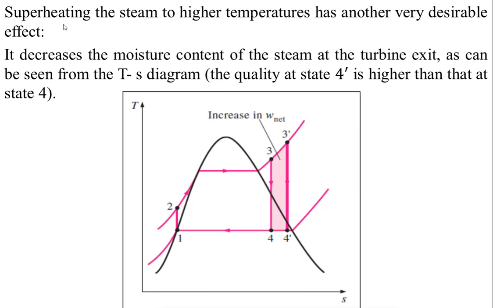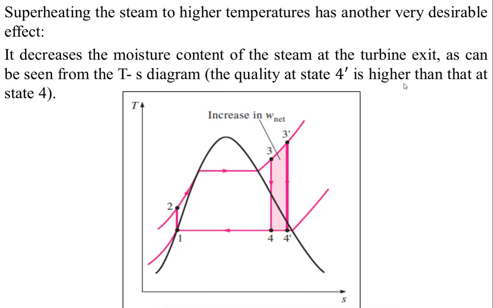Superheating the steam to higher temperatures has another very important effect. Not only does it increase the efficiency, but it also decreases the moisture content. The moisture content of the steam at the turbine exit, as can be seen in the TS diagram, is going to shift from 4 to 4 dash. Moisture decreases, quality increases. As a result, we can get more efficiency, and also we can avoid the erosion and pitting action in the turbine.